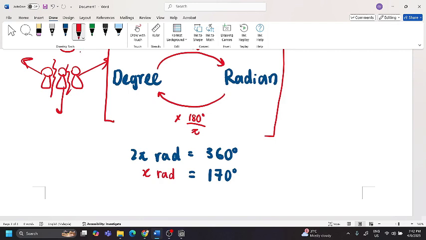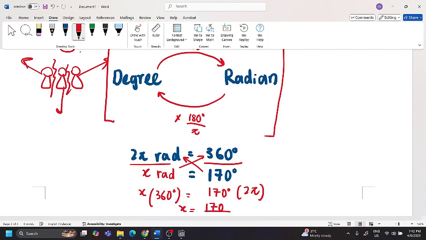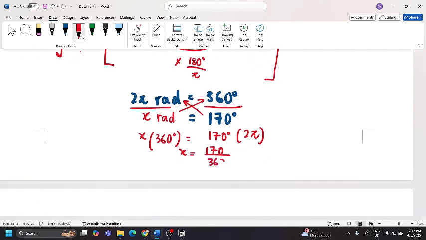So now you do what we call as a cross multiplication. You cross it. So it's x times 360 degree equals to 170 times with 2 pi. And now x is equals to 170 over 360 degree times with 2 pi. This one is in terms of radian lah.